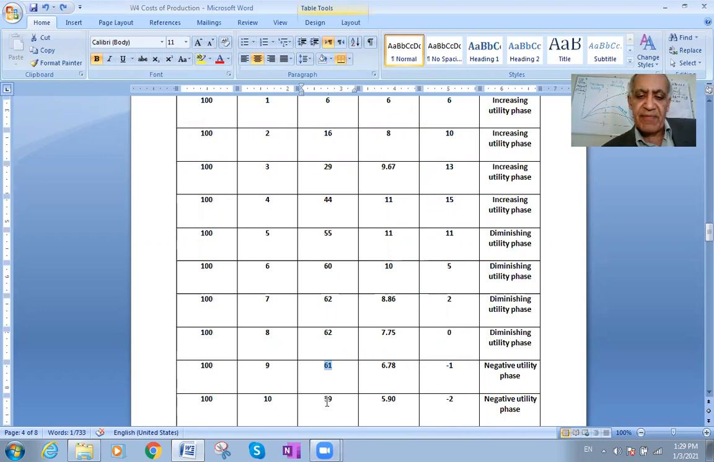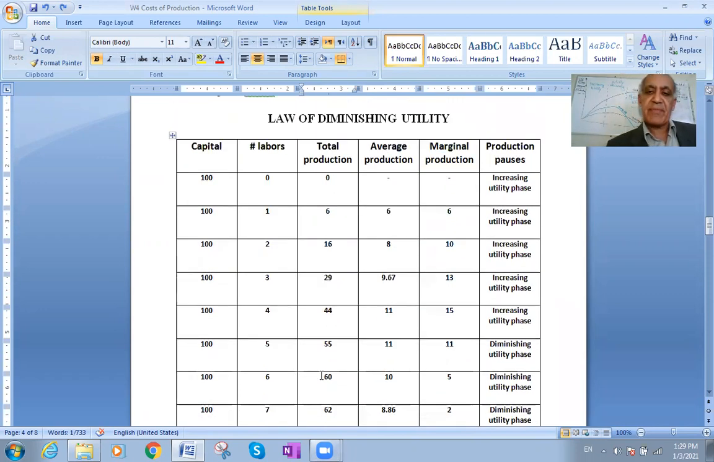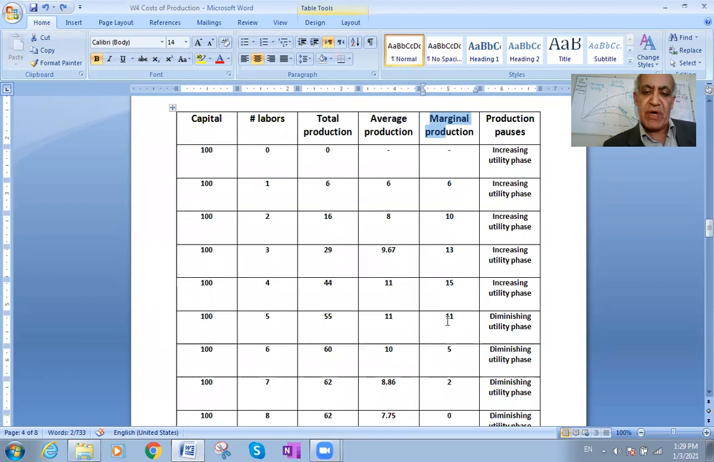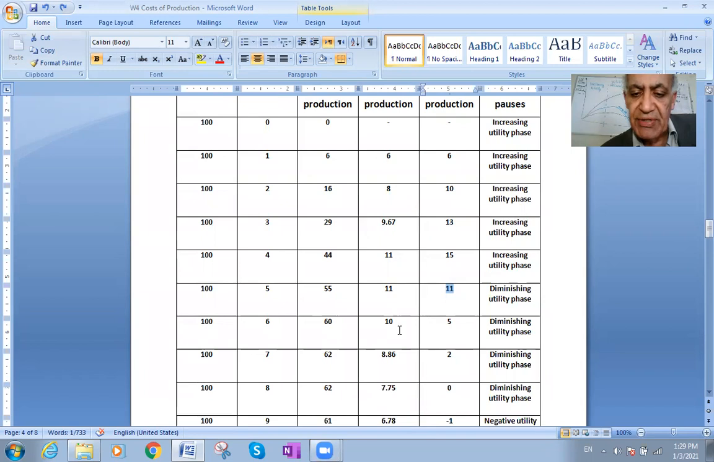Then it becomes 59. So back we will say, all of them, the total production, the average production, and the marginal production, were increasing to one limit, which is when the marginal production becomes equal to the average production. On these numbers, or at the intersection of those two, both the marginal and the average will start to decrease. The 11 becomes 5, and the 11 becomes here 10, and the 5 becomes 2. But wait a minute.